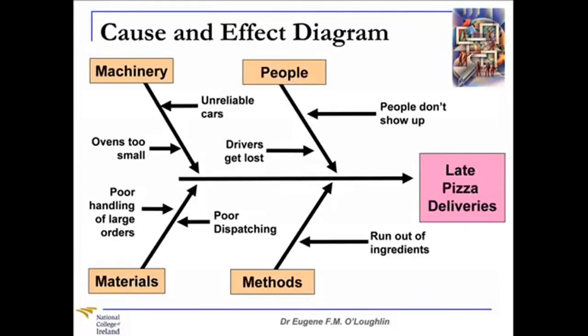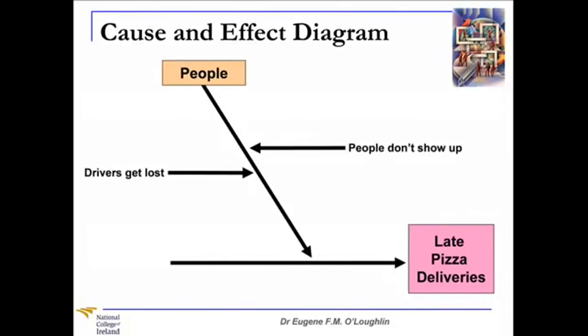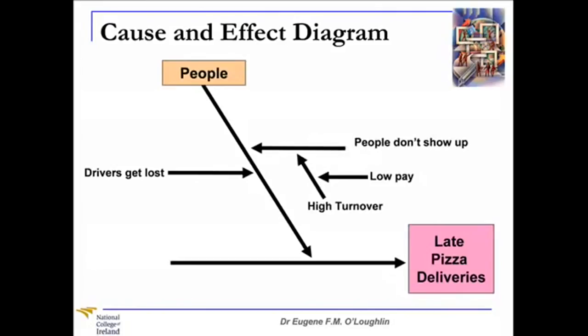And what I'm going to do now is concentrate on one arm of this diagram, the people category. I've spread this out a little bit more, and I've hidden the other parts of the diagram just to make this more visible on the video. I've got my 2 possible main causes, drivers get lost and people don't show up, listed here. And what I want to do now is ask, why is each of those problems caused? What's causing, for example, people not to show up, or what's causing drivers getting lost?